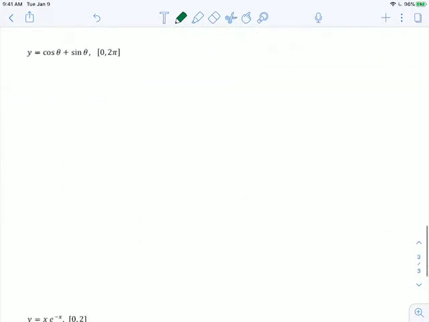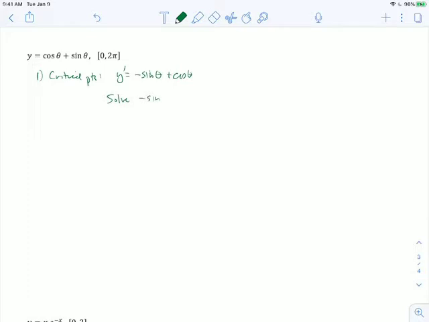My next example is a trig function, y equals cosine theta plus sine theta, and we want to look over the interval from 0 to 2 pi. So step 1, critical points. y prime is minus sine theta plus cosine theta. Those are defined on the entire interval, so I want to solve y prime equal to 0.